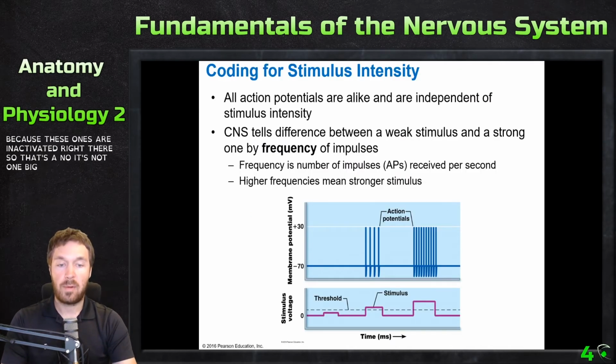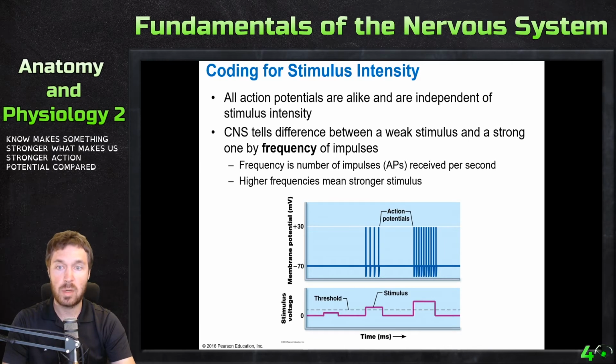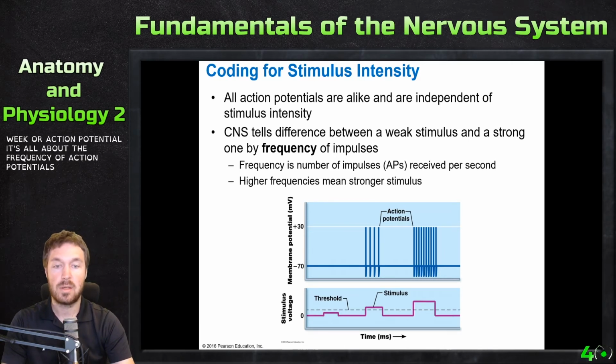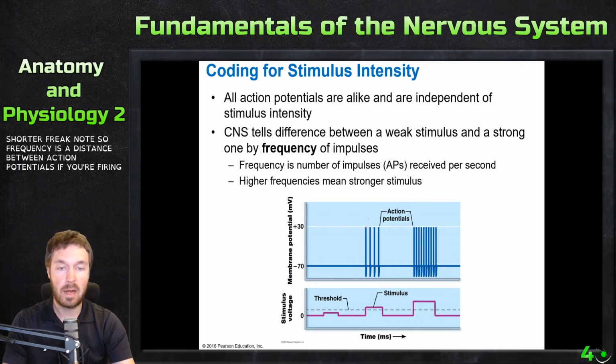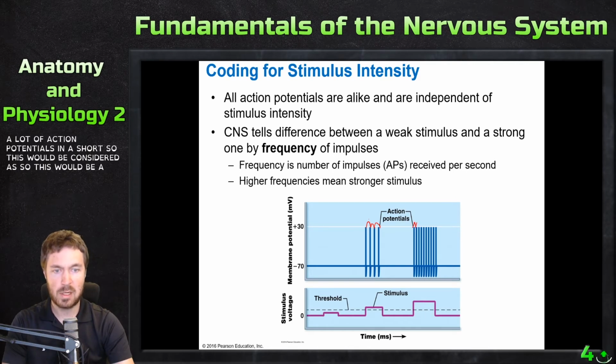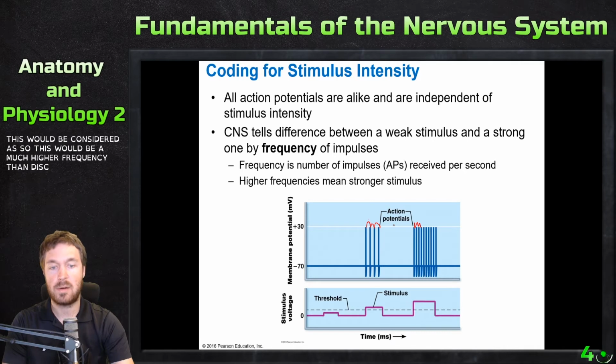So now, one big thing with action potentials: what makes something stronger? What makes a stronger action potential compared to a weaker action potential? It's all about the frequency of action potentials. Frequency is the distance between action potentials. If you're firing a lot of action potentials in a short order, it has a higher frequency. So this would be a much higher frequency than this comparison right here.